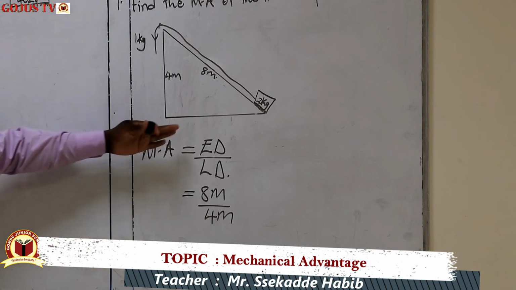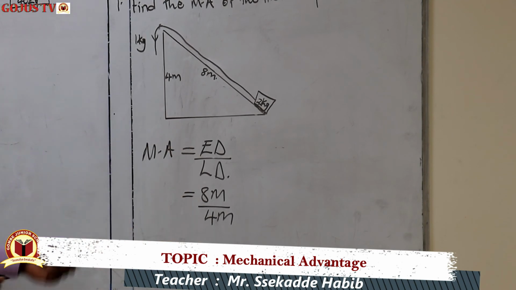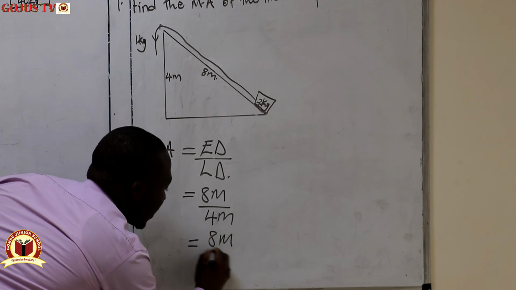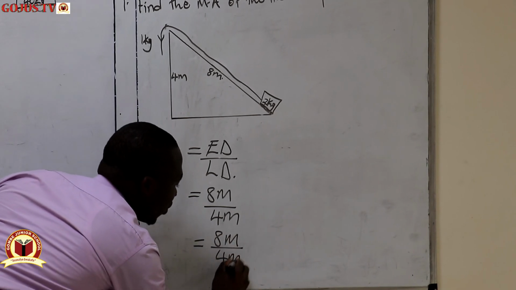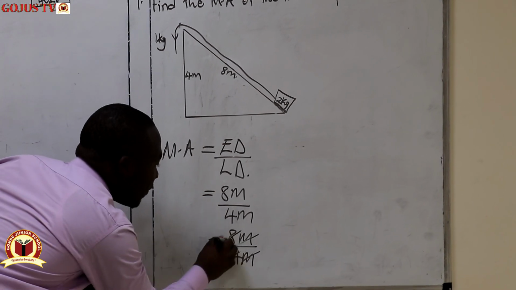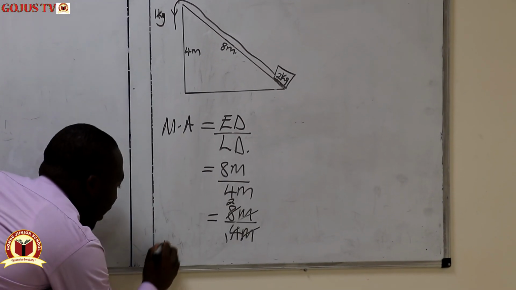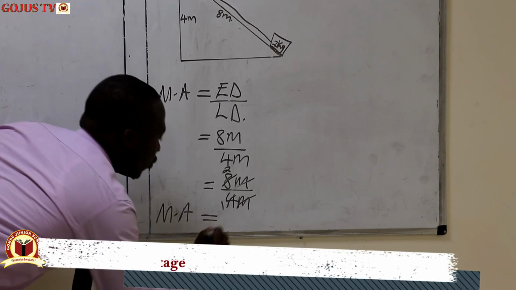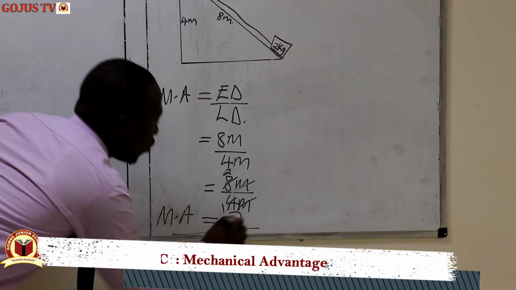Now, some people may choose to write another step or cancel from there. That will be just fine. We shall have 8 meters out of 4 meters, units will first cross out, and then by 4 this is 1, by 4 this is 2. So we shall end up having our mechanical advantage, which will be equal to 2 with no units.